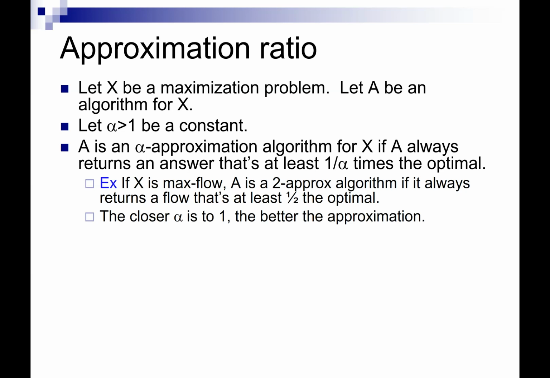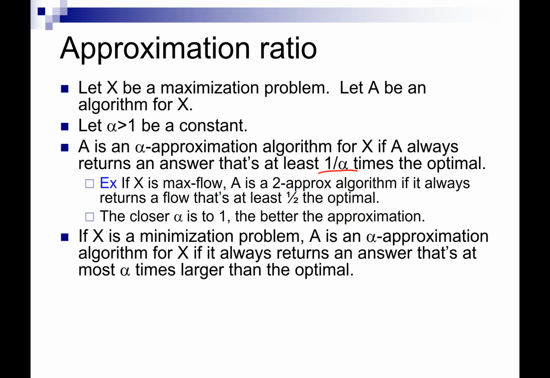And we want alpha to be as close to 1 as possible, because the closer it is to 1, the closer this approximate max flow is to the actual max flow. In fact, if alpha equaled 1, then this algorithm would give you the optimum solution. So this is for maximization problems, where you want the answer to be at least 1 divided by alpha times the optimal.